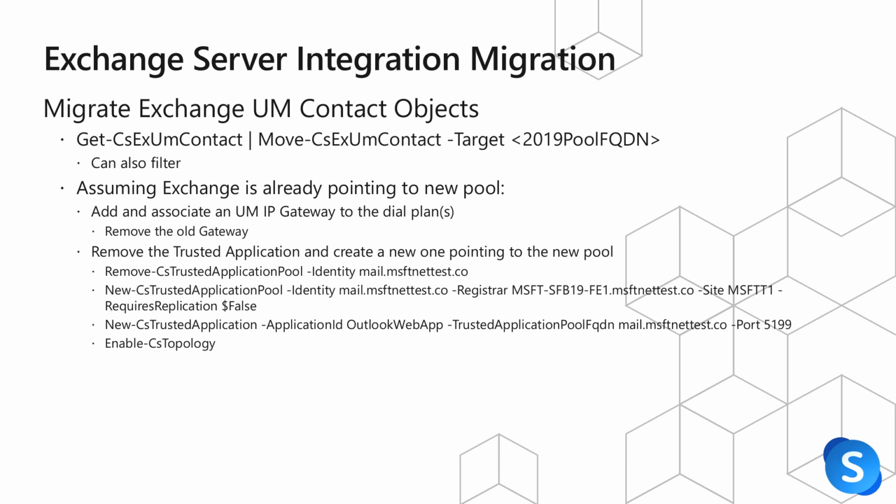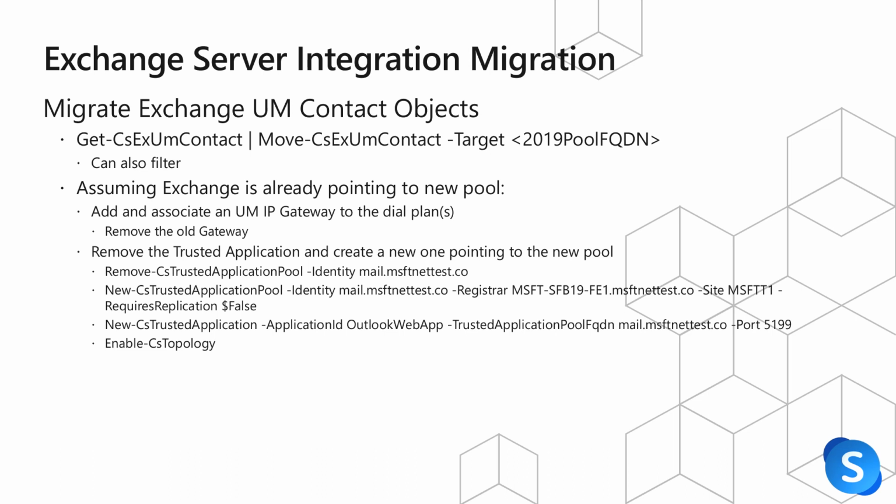Now, for the trusted application for the OWA integration with Skype for Business, we need to remove the trusted application from Topology Builder and create a new one pointing to the new pool. So instead of doing this in Topology Builder, we're going to go to the Skype for Business Server Management Shell, the PowerShell line, and we're going to run Remove-CsTrustedApplicationPool with the identity of mail.msftnet.co, which is the internal and external link to the Exchange server.